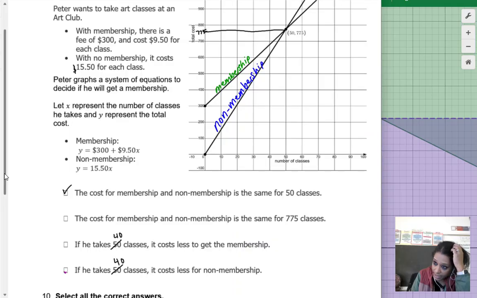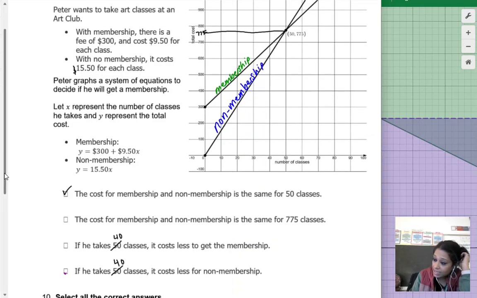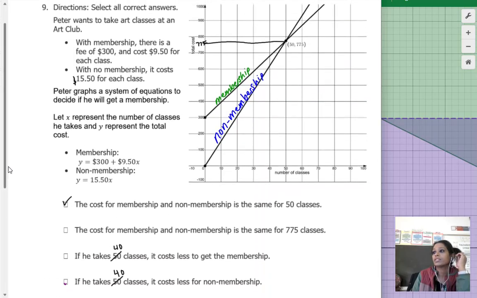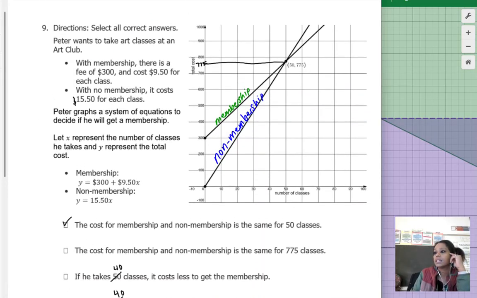So if he takes 40 classes, does it cost less to get a membership, or does it cost less for a non-membership? All right, so let's see here. Let me pick a different color. So 40 classes is right here. So let's see where they meet. So here's where it is for non-members, and then here's where it is for members right here.